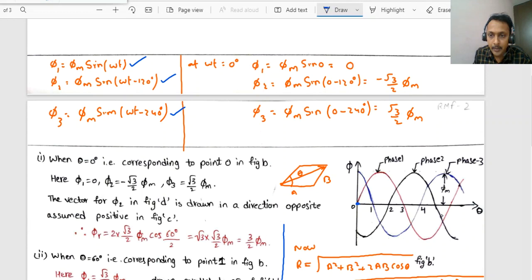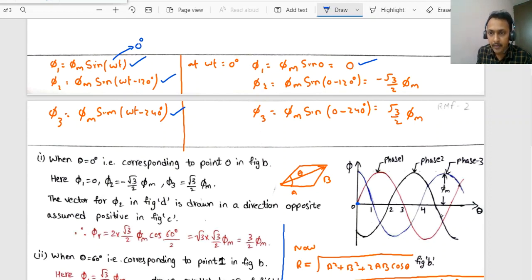At this instant, the flux value due to phase 1 is 0. In the equation phi 1 equals phi m sin omega t, simply substitute omega t equals 0 degrees. Then what will happen? Phi 1 will be equal to phi m sin 0. Sin 0 is 0. We will get phi 1 value equal to 0.